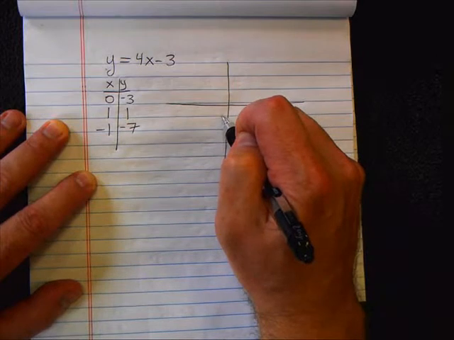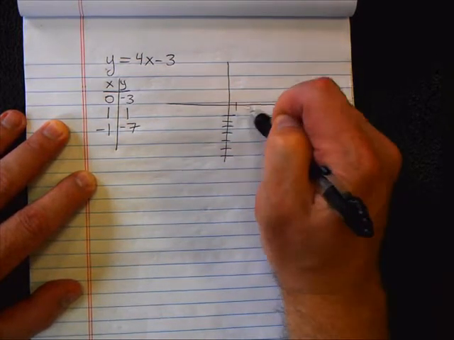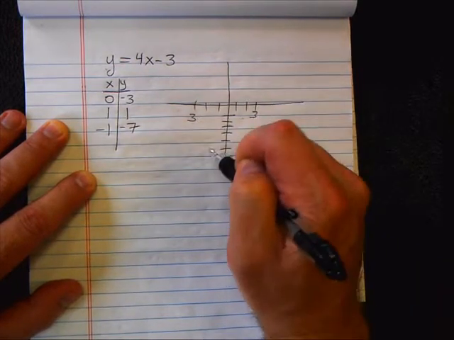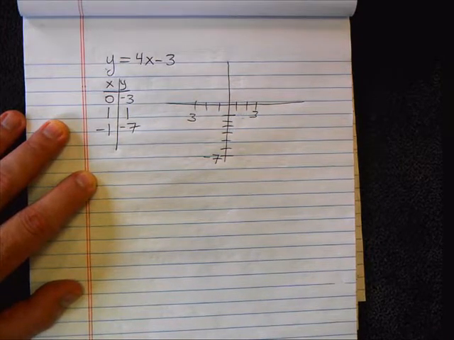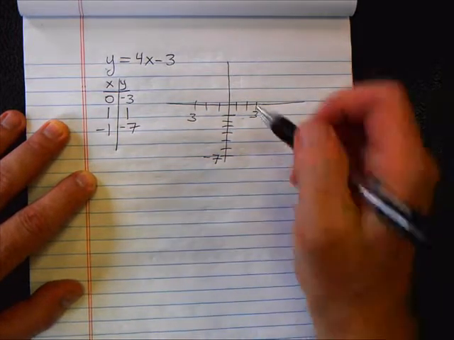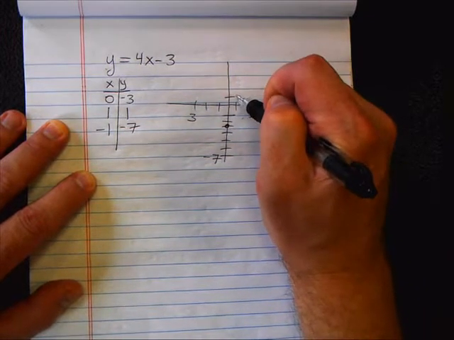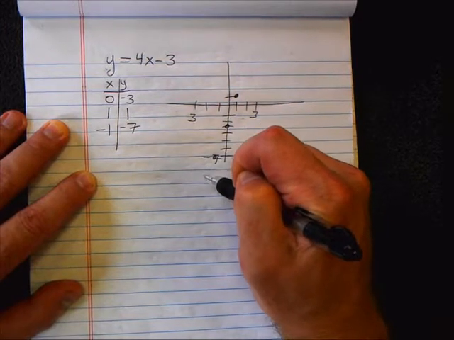Draw my line. I need to go 7 down: 1, 2, 3, 4, 5, 6, 7. And just a couple across here, I think. And I'll give my scaling. Mark enough things so I know that my scaling is all going by ones here. 0, negative 3 is right there. 1, 1 is right there. And negative 1, negative 7 is right there.